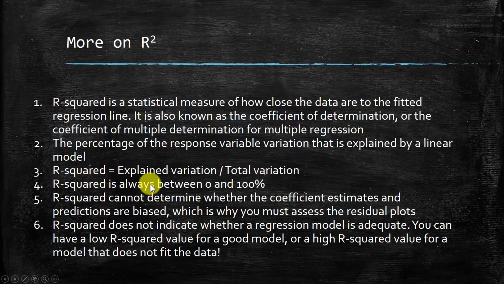R squared is always between 0 and 100% if scaled as a percentage, or between 0 and 1 if it's a proportion. R squared cannot determine whether the coefficient estimates and predictions are biased, which is why you must assess the residual plots, which we'll talk about briefly in a minute. So even though you get a high R squared, there might be a problem with the model, which makes those results flawed, or you can't really trust them.